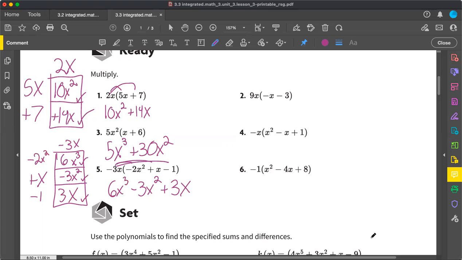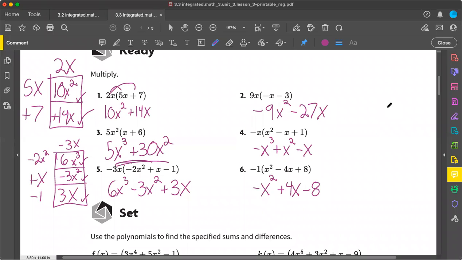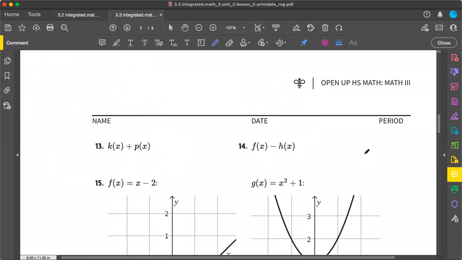Maybe take a moment. You know what? Try 2, try 4, try 6. We'll get these all done. And this gives you a chance to get your hands dirty. Check it out. Did you get this for 2, 4, 6? Hopefully you did. See you in the set.